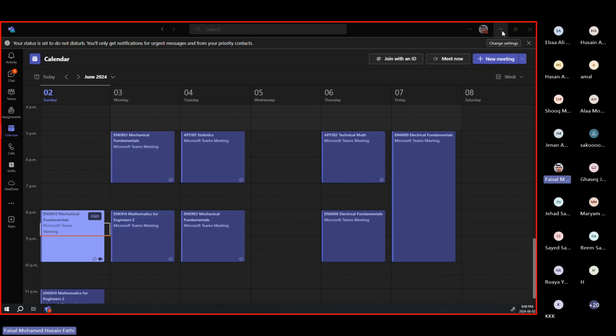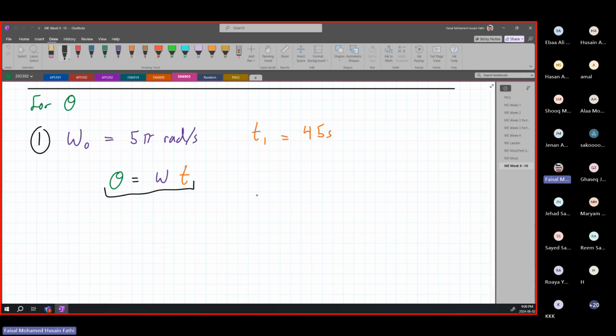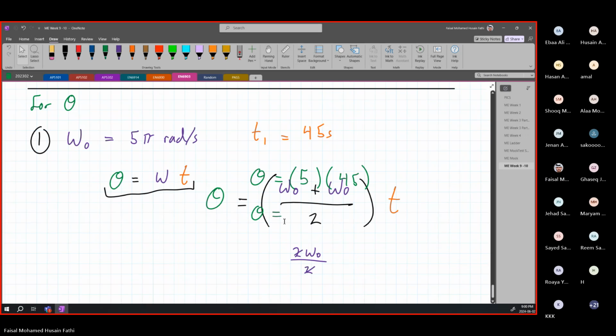Oops, sorry about that. Just a second. There we go. So now we just have to find our displacement. We have the values. So it's going to be 5 times time, which is 45, meaning displacement is equal to, what happened here? 1 second.